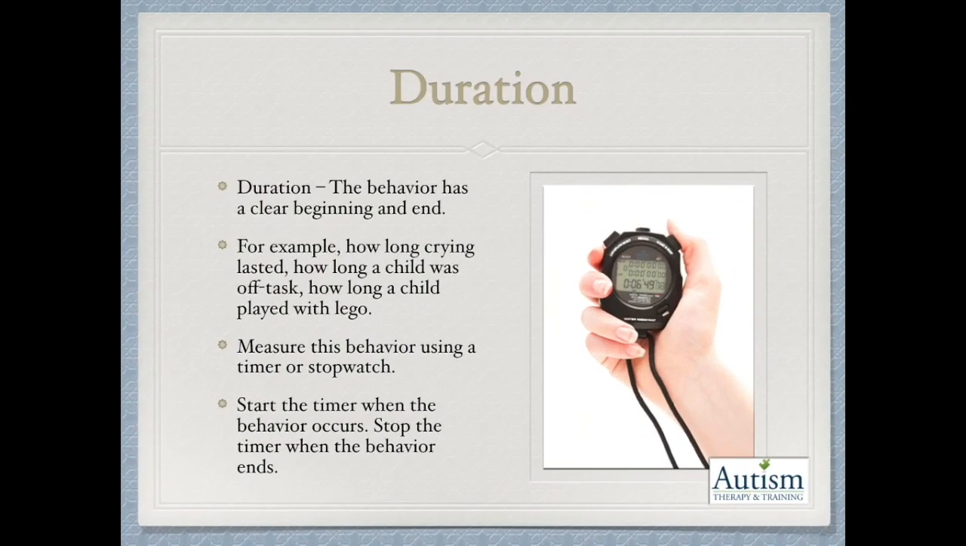Next, let's talk about duration. Duration is the length of time of the behavior. The behavior has a clear beginning and end. For example, how long crying lasted, how long a child was off task, or how long a child played with Lego. You can measure this behavior using a timer or stopwatch. You start timing the behavior when it first occurs and stop the timer when the behavior ends.